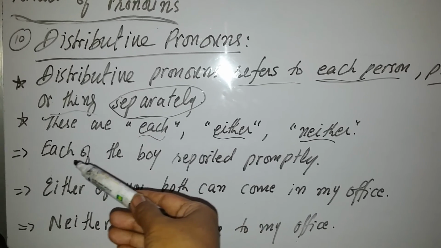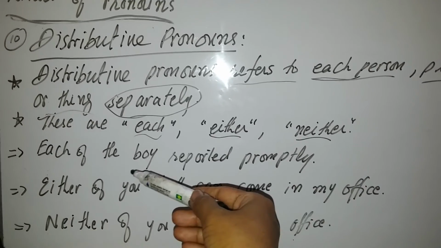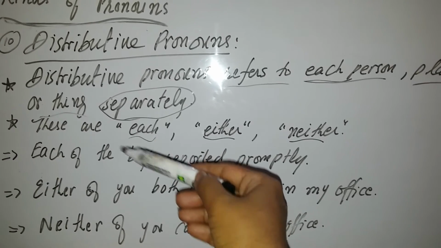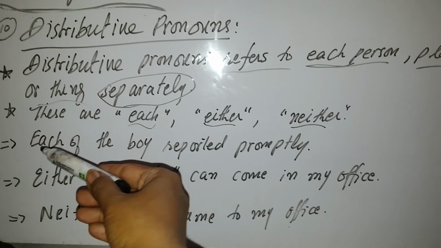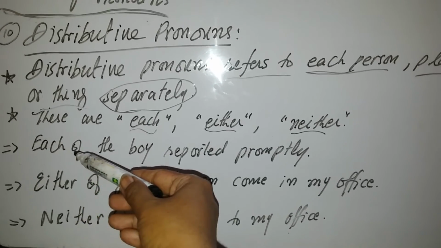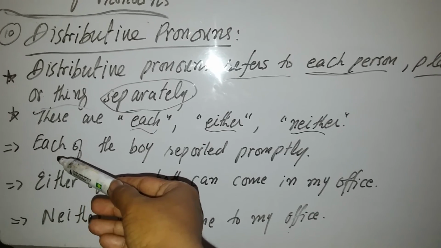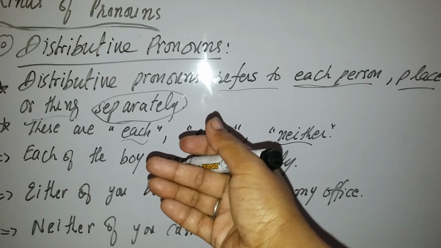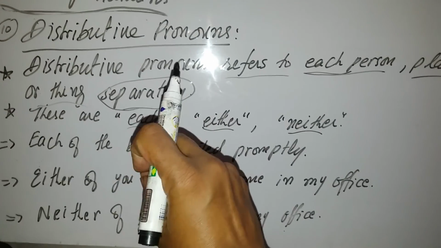There are some examples. Each of the boys reported promptly. Each of the boys means every boy. Every boy separately reported. So the distributive pronoun each is used. For example, if we had written here all the boys, it means we have not indicated each and every person. So if we use each, it means every boy.